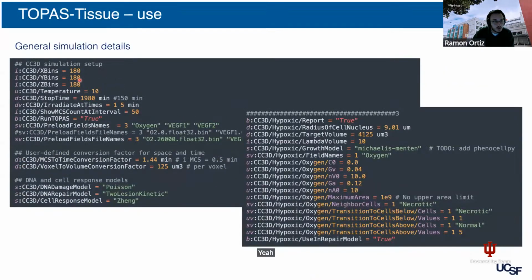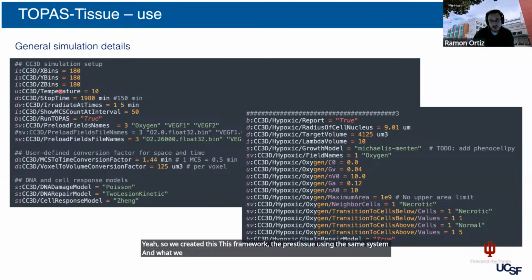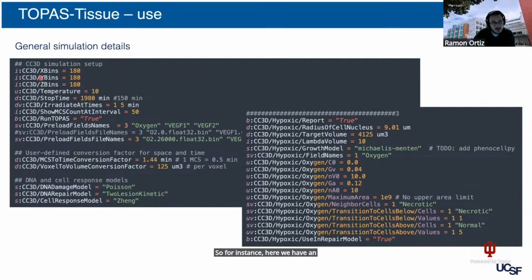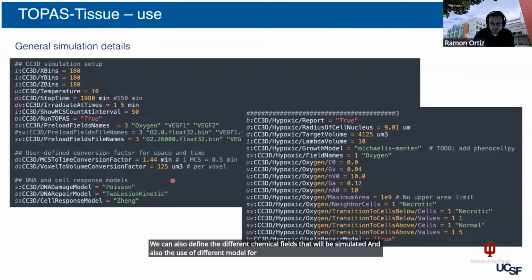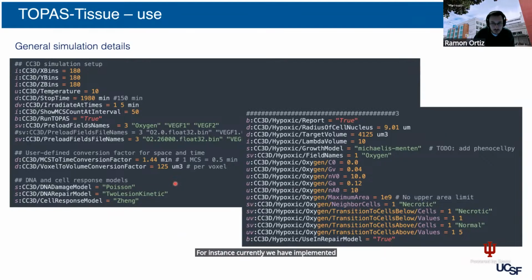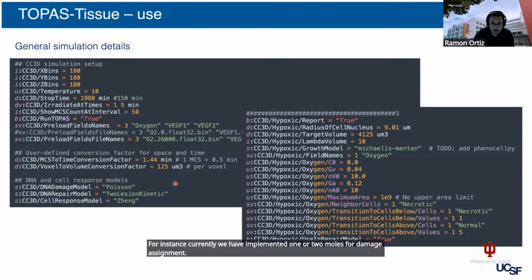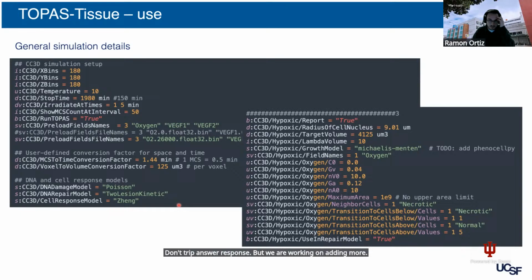So we created this framework to TOPAS-tissue using the same system. And what we did was to add specific parameters that are defined in CompuCell. So for instance, here we have an example of setting up of a simulation lattice, the conversion from Monte Carlo steps to time and voxel size to real volume. We can also define the different chemical fields that will be simulated, and also the use of different models for different cell behaviors. For instance, currently we have implemented one or two models for damage assignment, damage repair, and cell response, but we are working on adding more, not only for these mechanisms, but also for other signaling effects, for example.